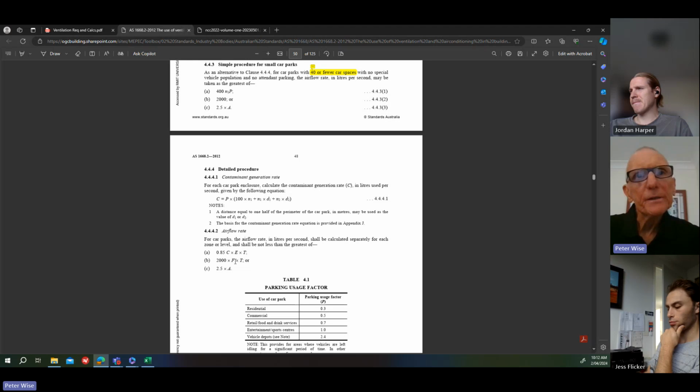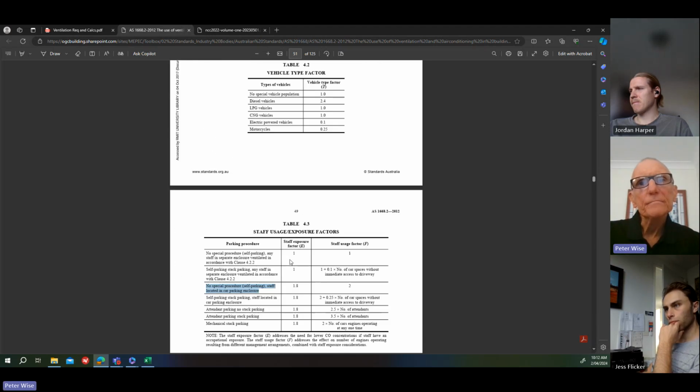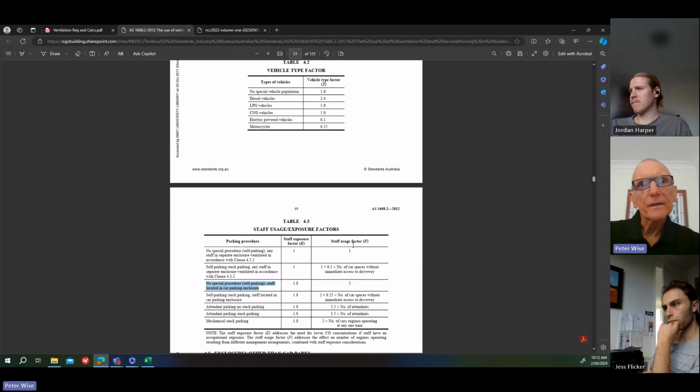Now the next one, B, 2000 times F times T. Now F is the staff usage factor. Again, you've got the parking procedure, and then over here it tells you what the relevant staff usage factor is. So you can work through and determine, let's say it's this one, no special parking procedure. You park the car yourself, and if there's an attendant, they're in a ventilated enclosure, so a factor of 1 for that. But depending on what it is, you'll get a different factor.